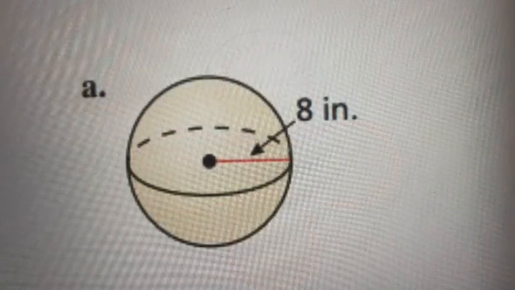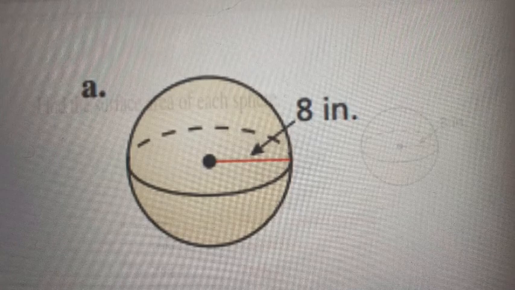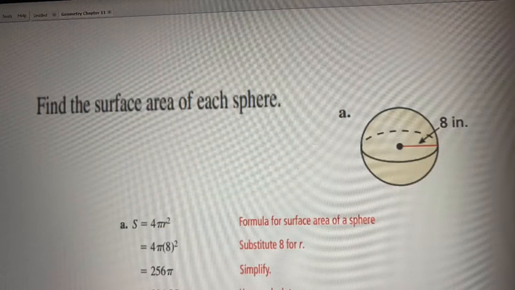All right, let's look at this sphere. We're trying to find the surface area of this sphere. We know the radius, so we're going to take 4 pi r squared. 4 pi times 8 squared is going to give me approximately 804.25 square inches.